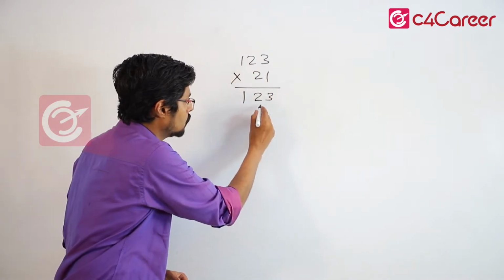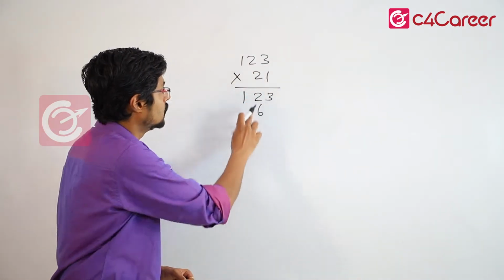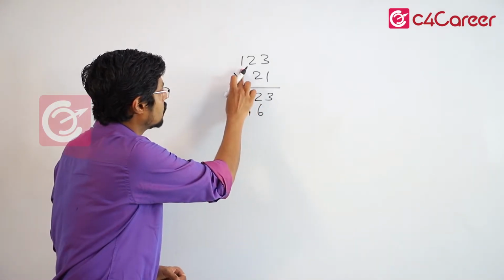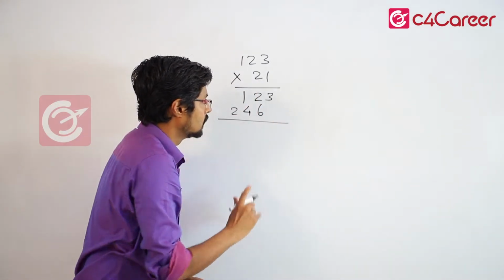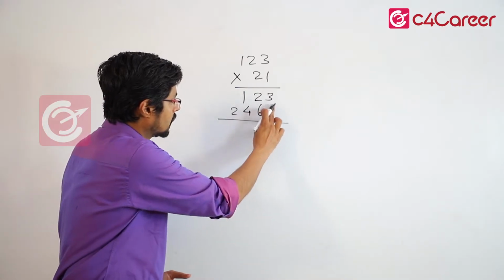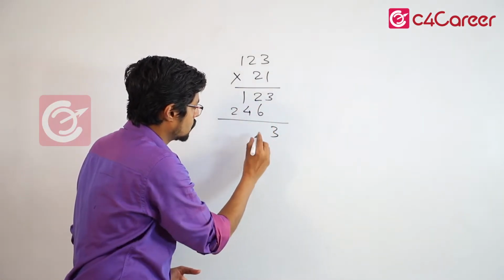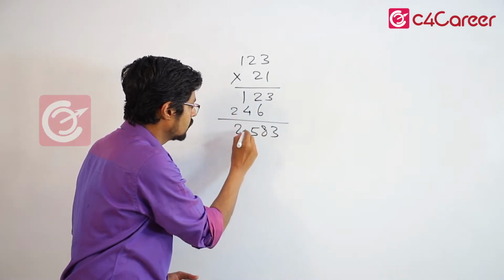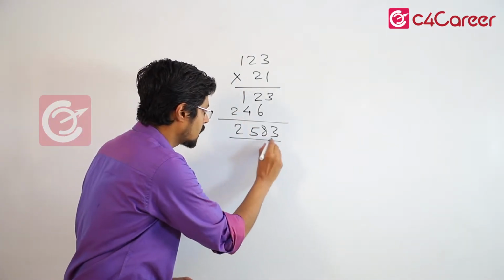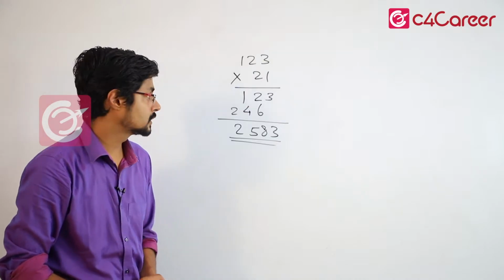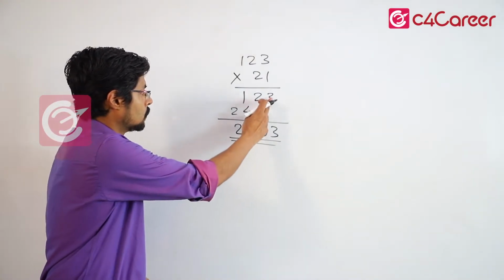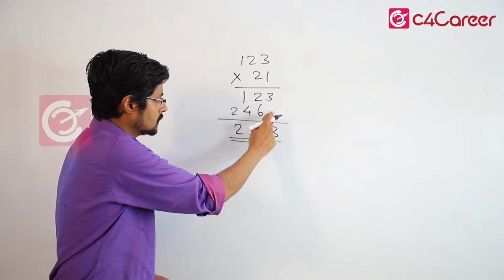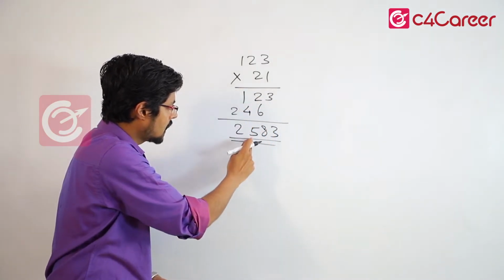2 into 3 is equal to 6. Next we will do 2 into 2 is equal to 4. The last one, 2 into 1 is equal to 2. Then we have to add this. So we have 3, 6 plus 2 is 8, 4 plus 1 is 5, and here we have a 2. So that is how we arrive at the answer. Now just see how many steps: 1, 2, 3, 4, 5, 6, 7, 8, 9, 10.